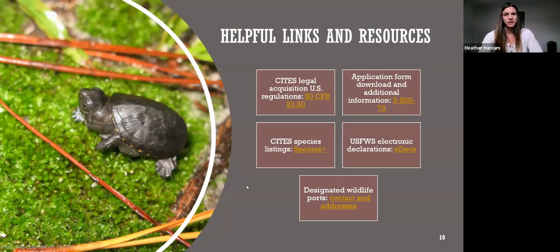All right, and I just wanted to be able to share some helpful links and resources. We have our legal acquisition regulations that are available in 50 CFR 23.60, the application form in question, the Species Plus, which shows the species listings and CITES, our eDecs website, which is the electronic declarations for when they export, and then a list of contacts and addresses for the designated wildlife ports.